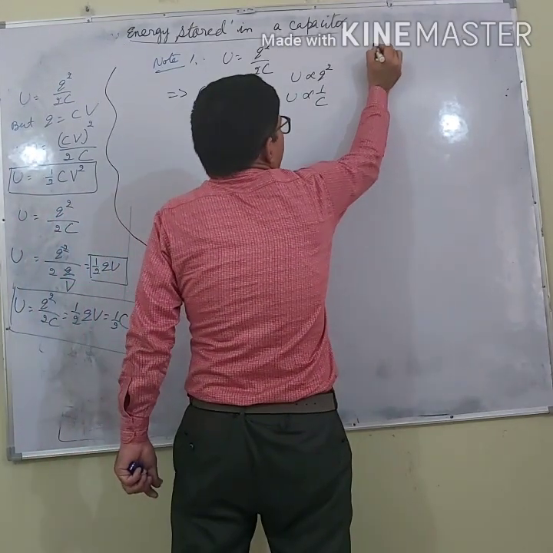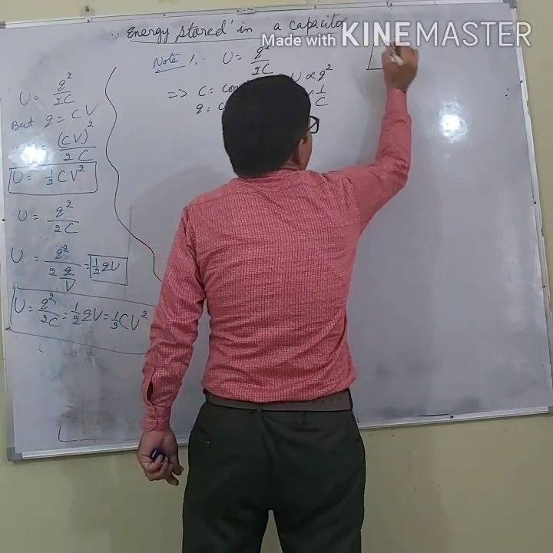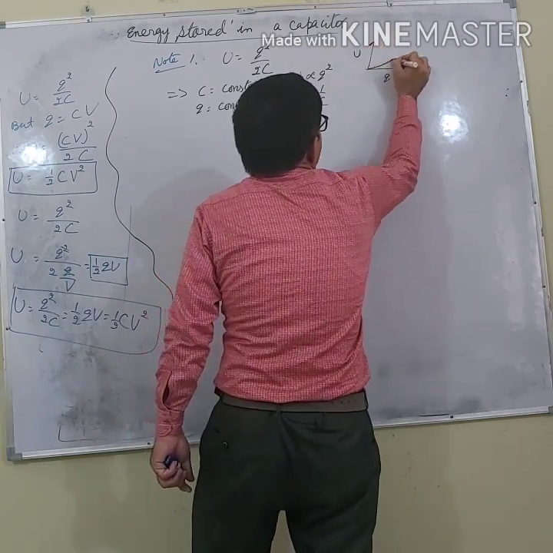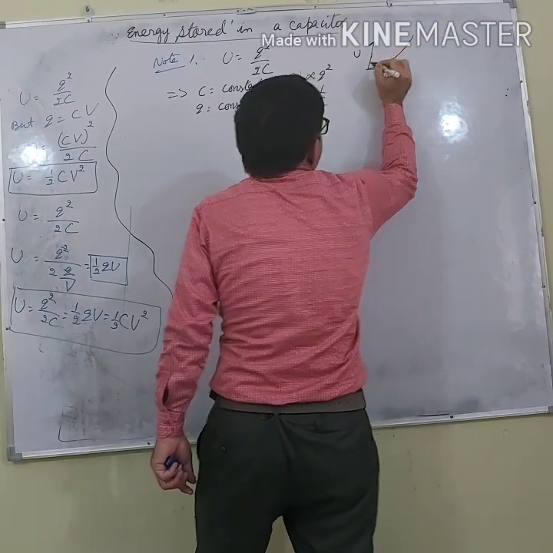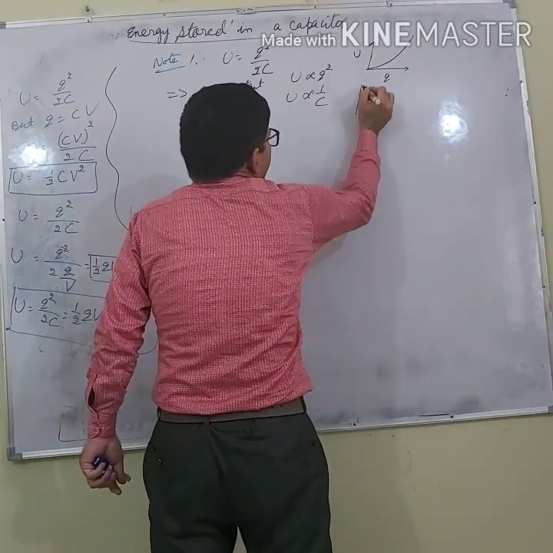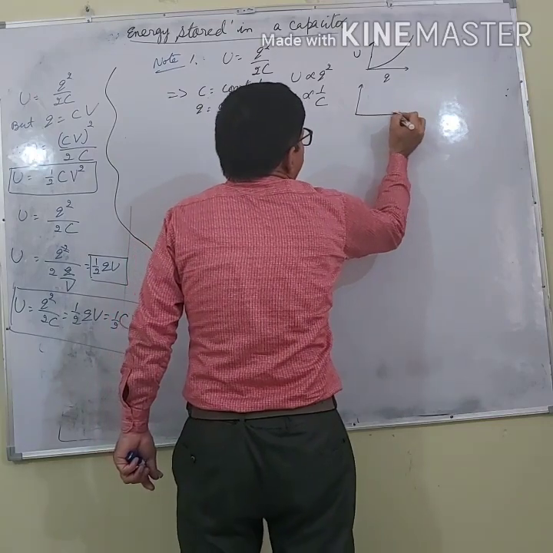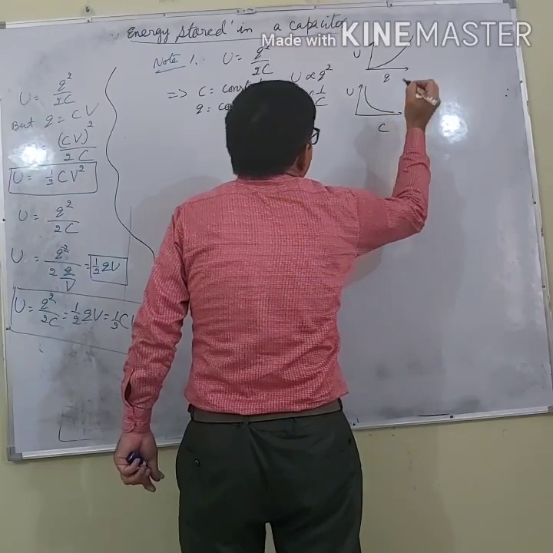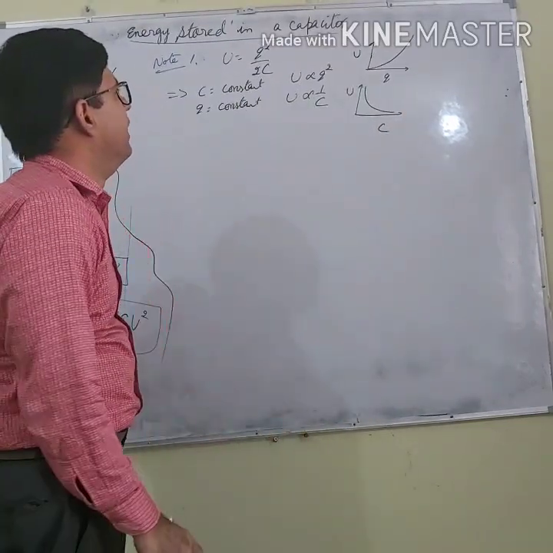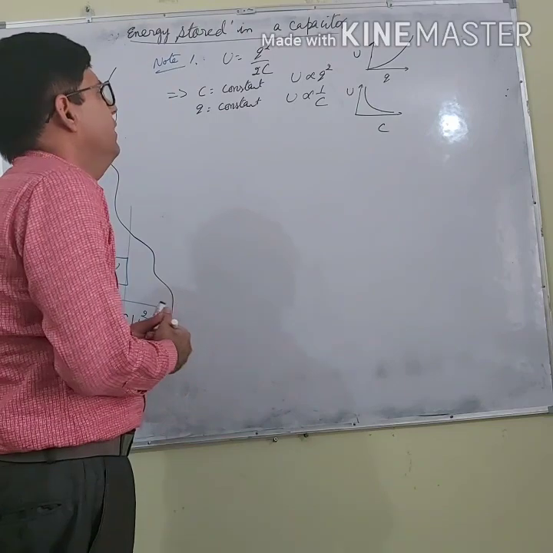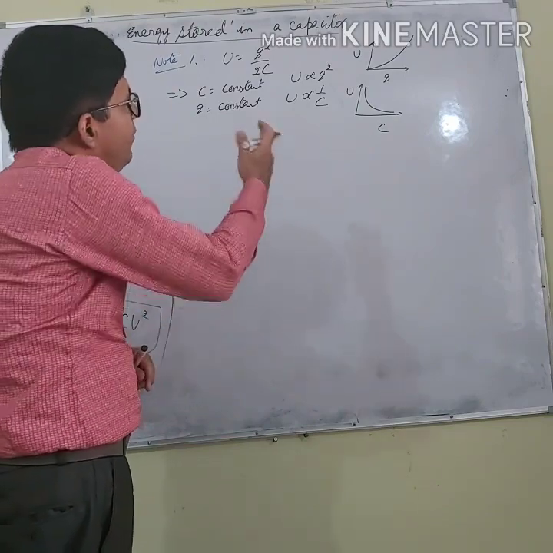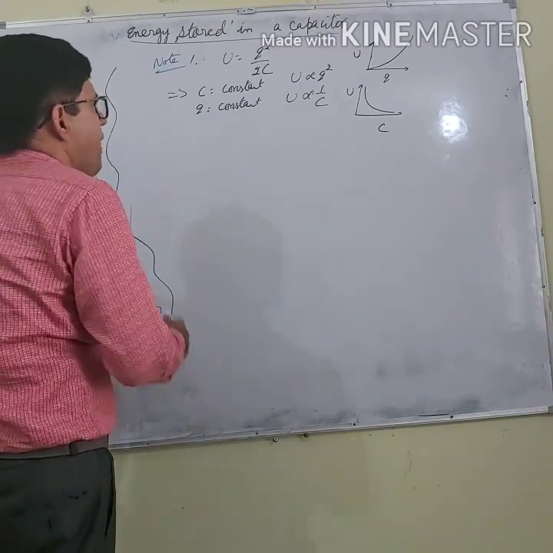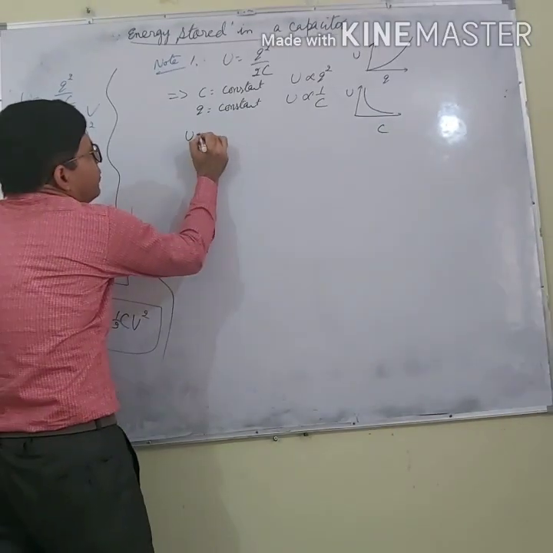If you draw the graph, this is U and Q. The graph will be of this shape. Here C is constant. And what is the graph between U and C? U, C, the graph is of this shape. And here what is constant? Here charge is constant.